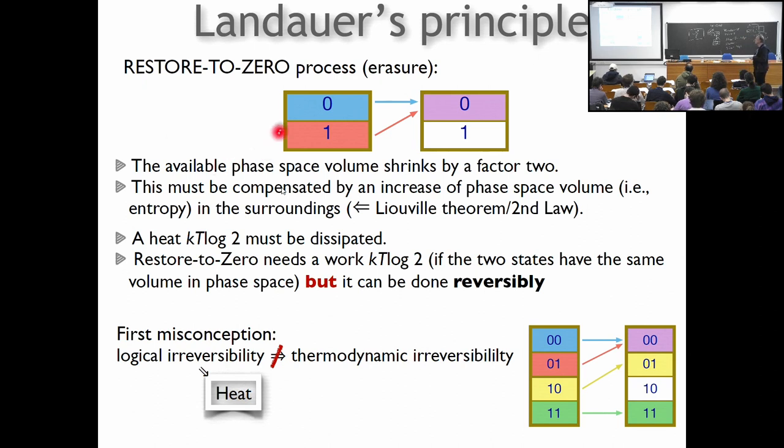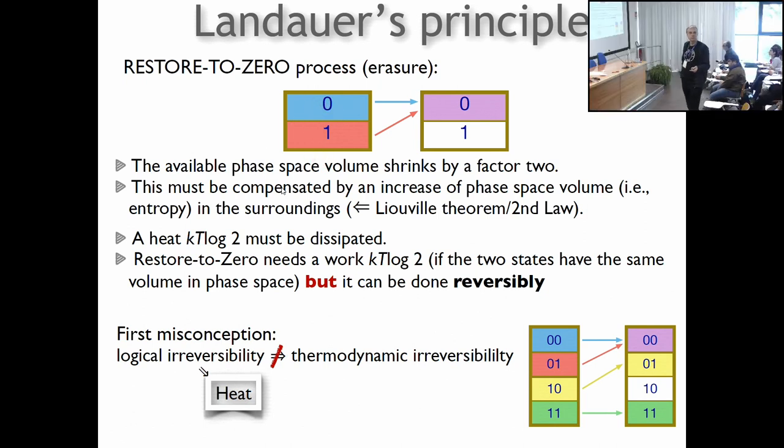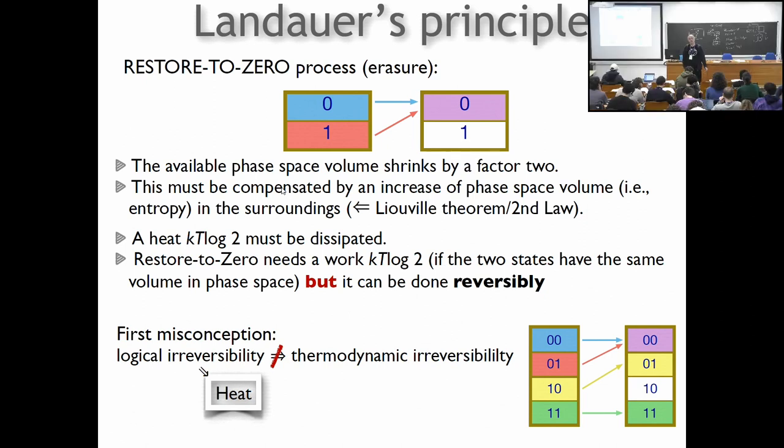So if you write a zero in your hard drive, it doesn't matter what the initial state is, it goes to zero. By this color, I mean that all this blue, of course, we are doing this for a single system, but you can think that you have an ensemble of systems, or you repeat the system very many times. The initial condition could be 0 and 1, and the final is 0. So in phase space, this means that there is a shrinkage of the volume.